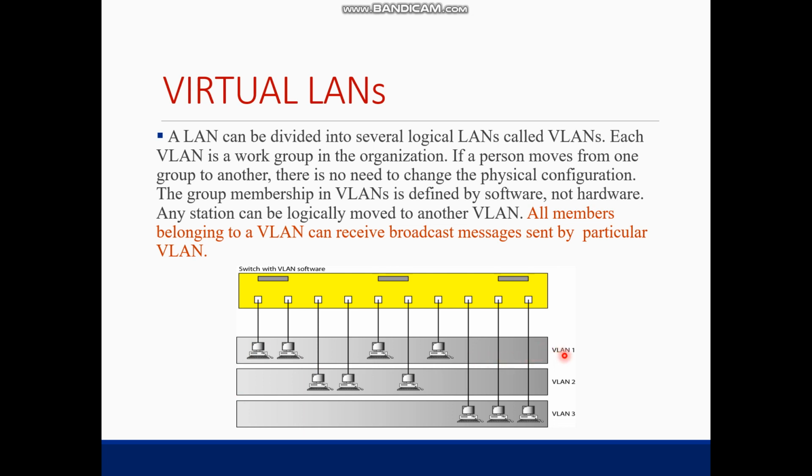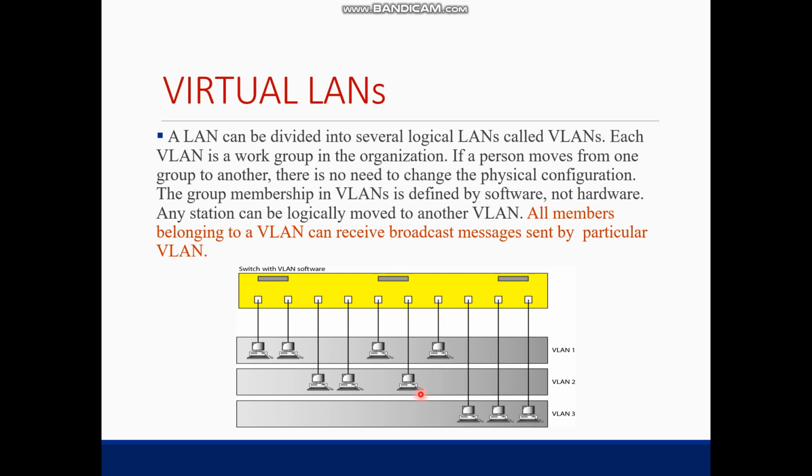For example, this is VLAN 1, which is composed of those four engineers, and those three engineers belong to the second VLAN group, and so on for the third VLAN group. So in this way, whenever, for example, this engineer wants to be moved to VLAN 1, it's going to be done easily because it is a software configuration, not a hardware configuration. And this is going to be a logical group, another logical group, and another logical group.